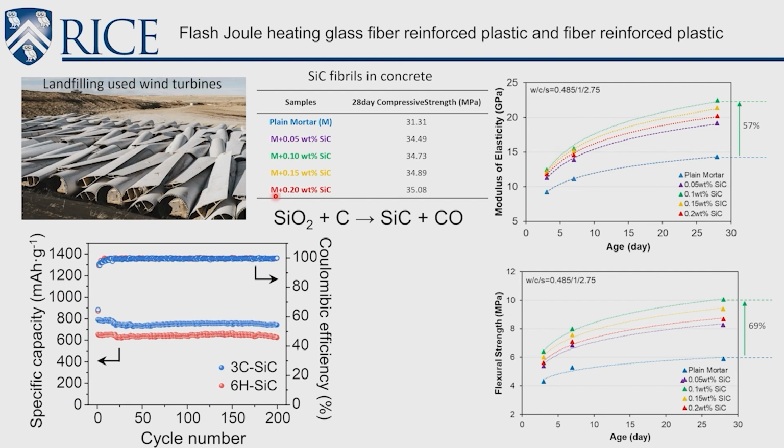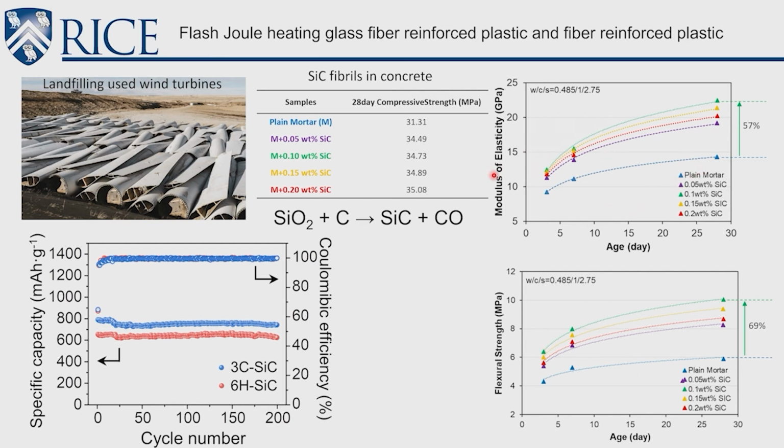We flash it, you get silicon carbide. So you get silicon carbide in this process, and it's about $100 per ton to make silicon carbide. And if you add iron, you'll get one-dimensional structures. You put that in concrete, you put that in cement, you get a 70% increase in the flexural strength and a 57% increase in the modulus of elasticity.